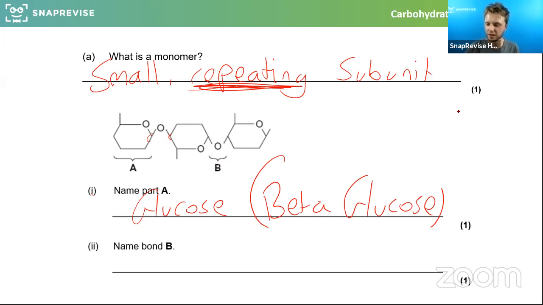You get that structure in cellulose. You don't get that structure in starch. So you've got one at the top, one at the bottom. That means it's made of beta glucose. Finally, lots of you are telling me the right answer. Bond B is a glycosidic bond.